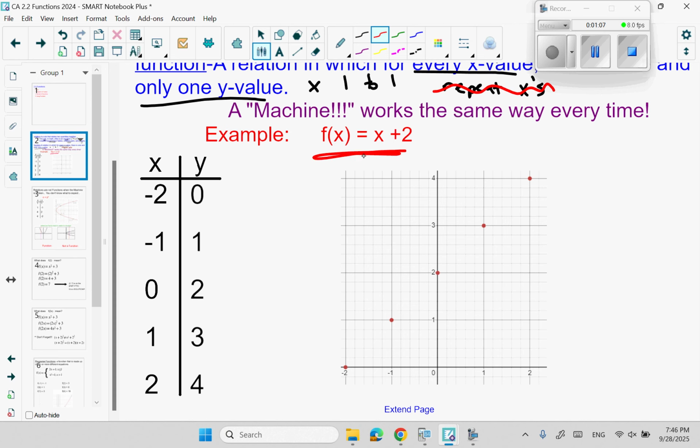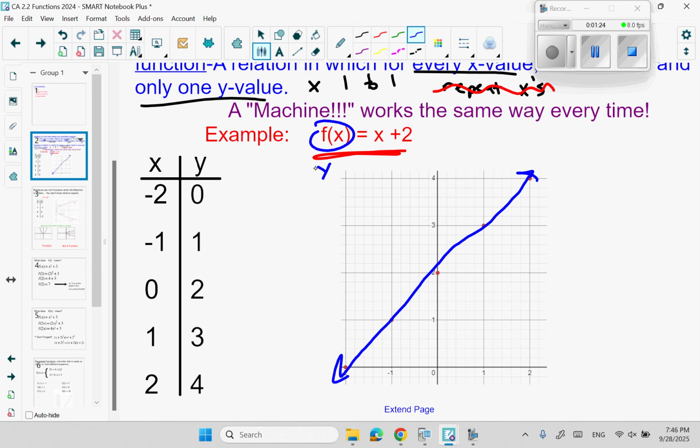This would be an example of f of x equals x plus 2, and we can see that I have no repeat x values. This would be a line. F of x is just another way of saying y. They're both the same thing.